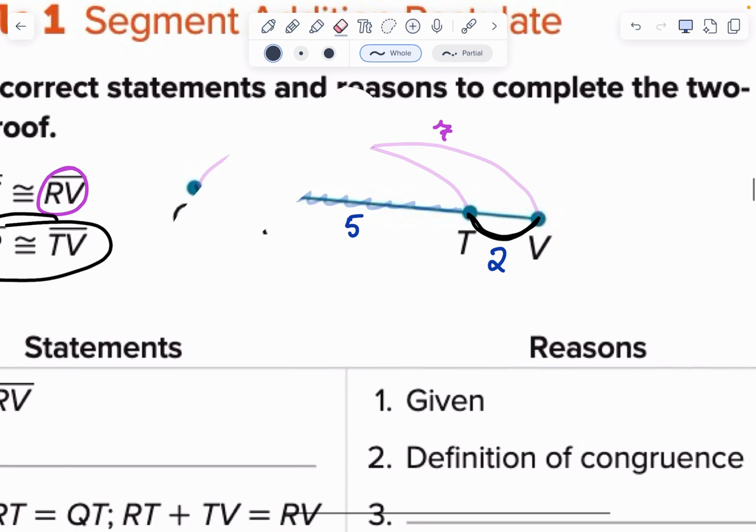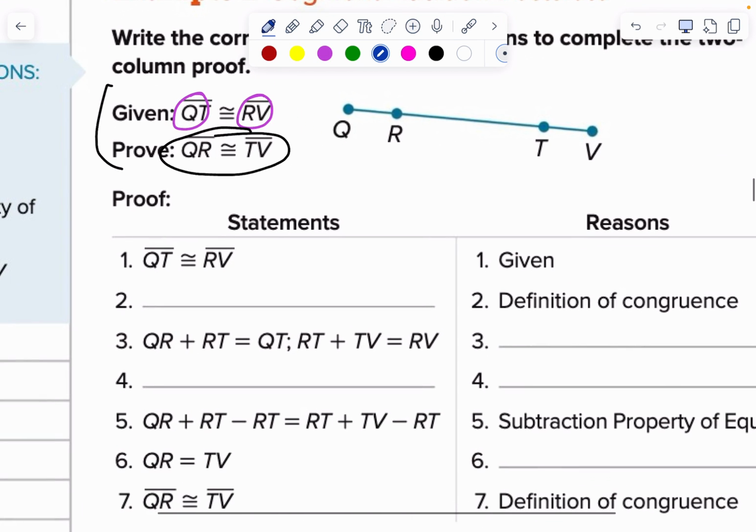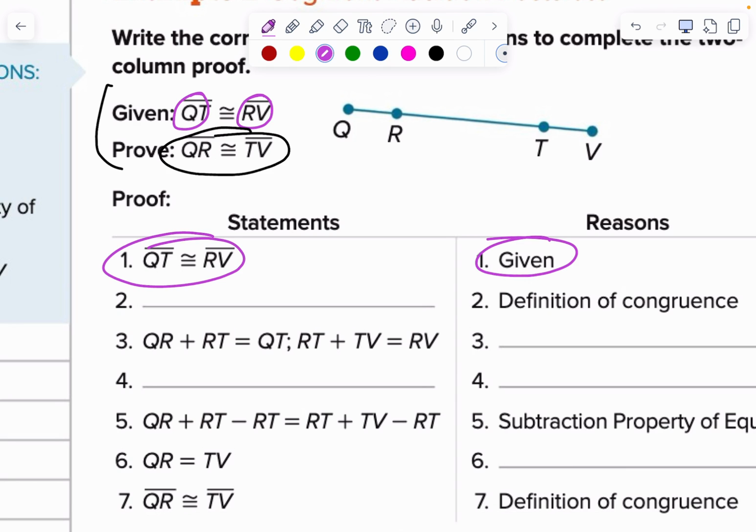But they were trying to prove it, okay? And we're proving it without the numbers. So you can leave the numbers on there if you want to, but we're trying to prove it without the numbers. So let's go step by step. And they're starting with the given and they write given. That's always how we start, right?